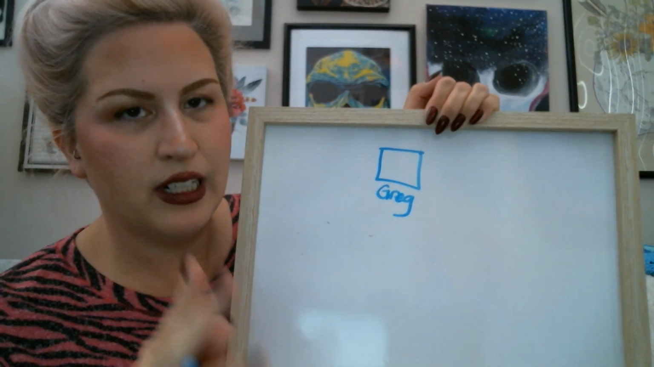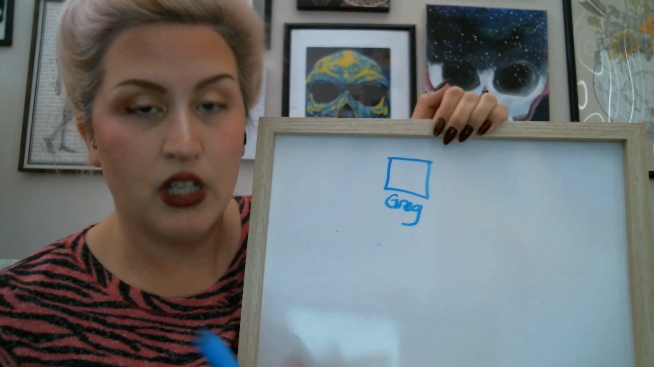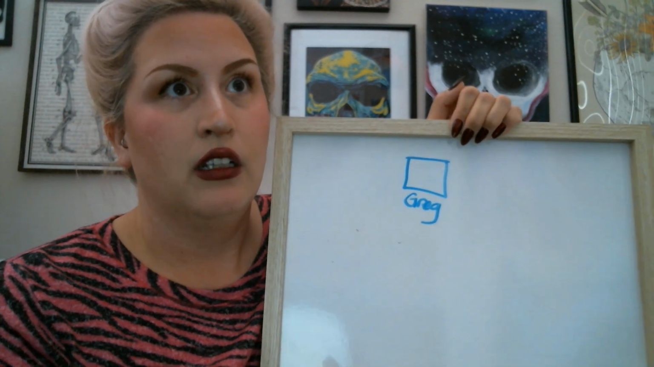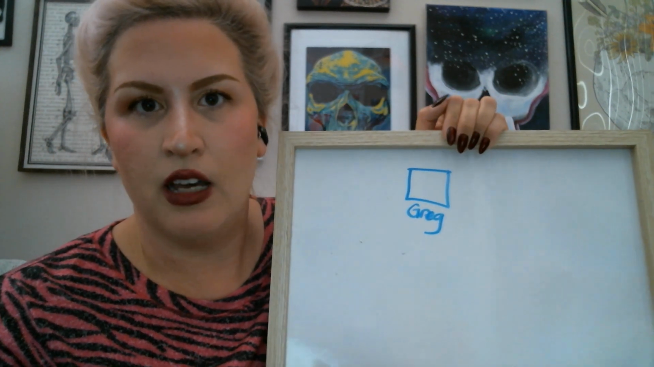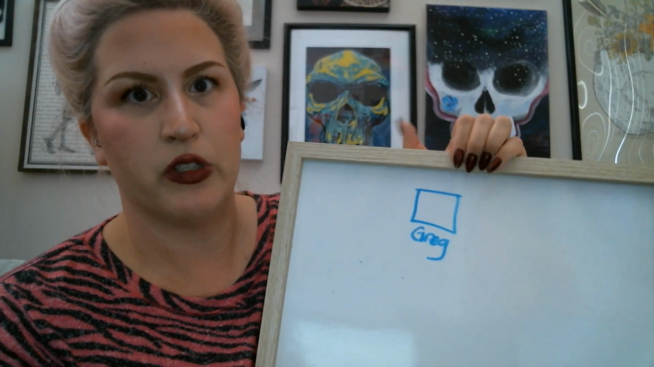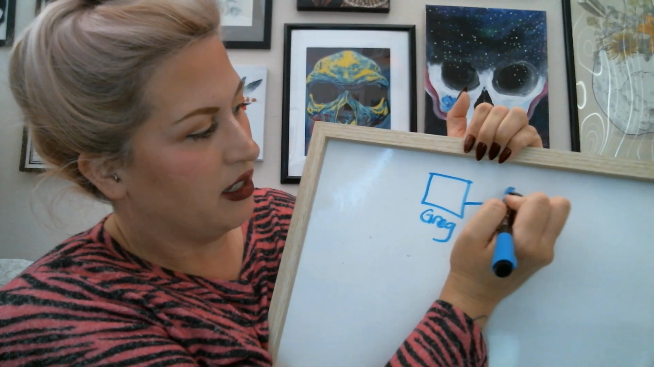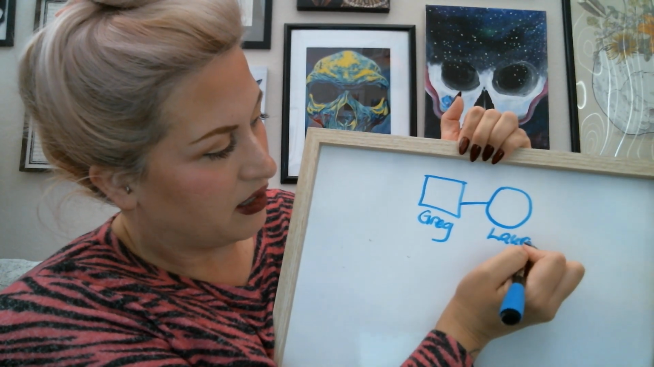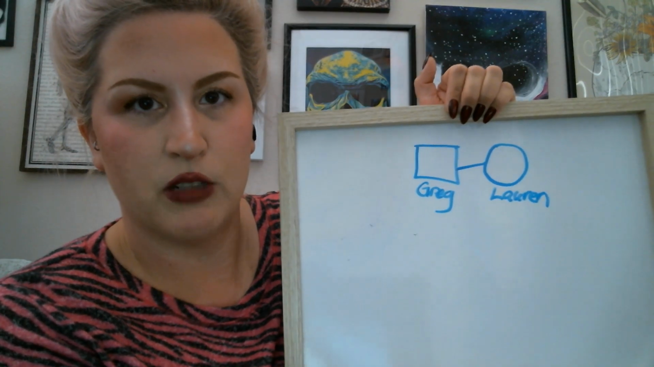Greg, and you should label, if it gives you a name, write the name. Sometimes it might not. It might just say, Maria mated with a man. Then you would just put the square. But if there is a name, you should always put the name. So we've got Greg, and then a circle for Lauren.